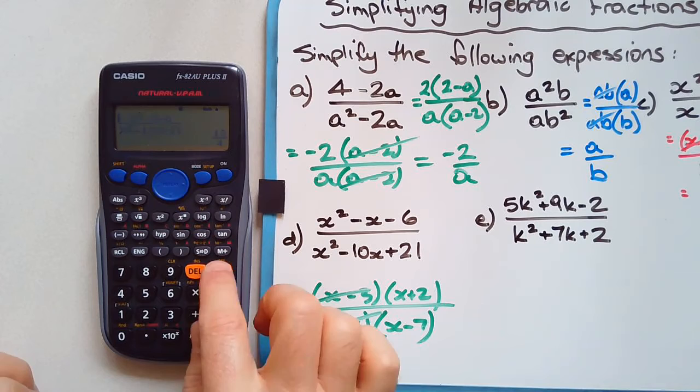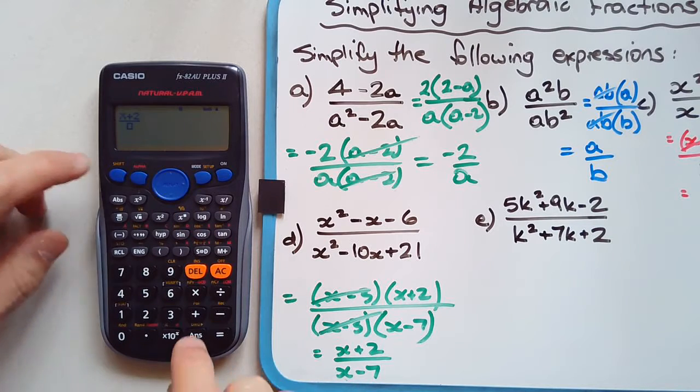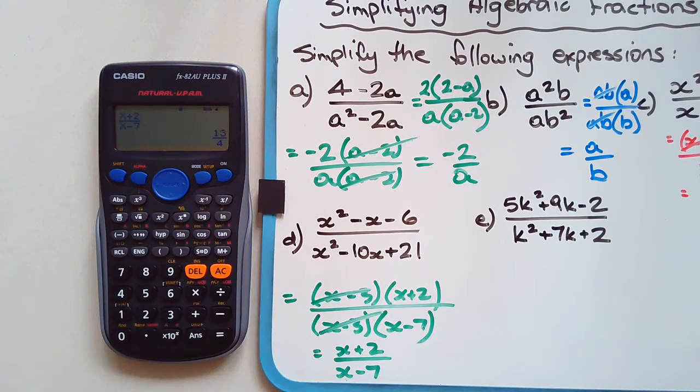Let's see if we get 13 on 4 with our simplified fraction. So x plus 2 over x minus 7. And we get 13 on 4. I'm reasonably confident, I wouldn't say 100% confident, but reasonably confident that I'm basically 99.9% correct.